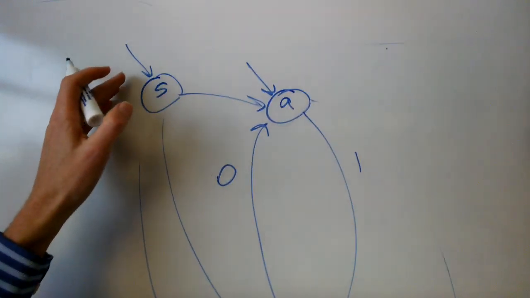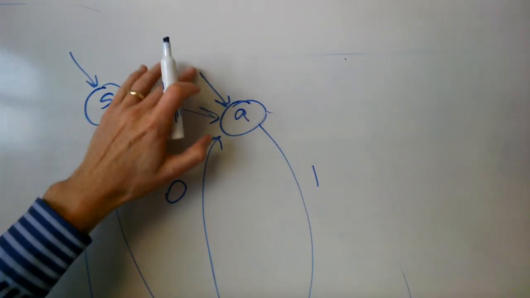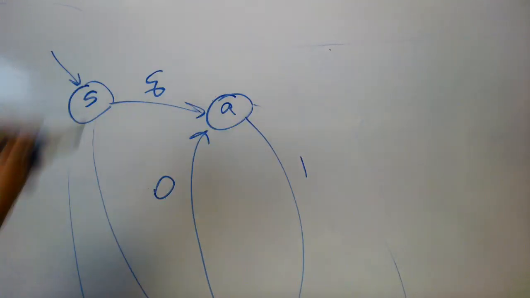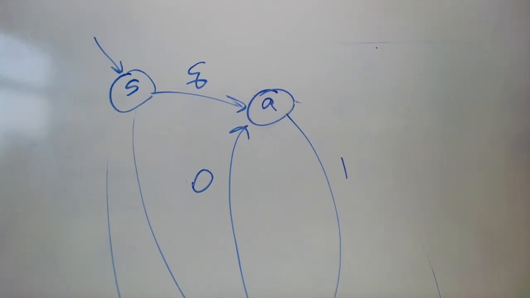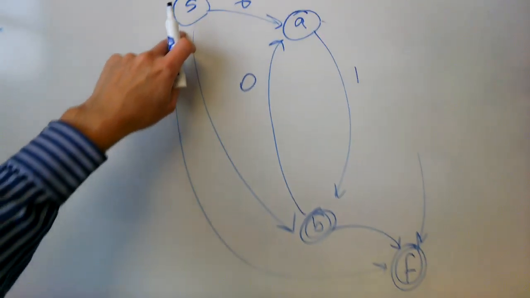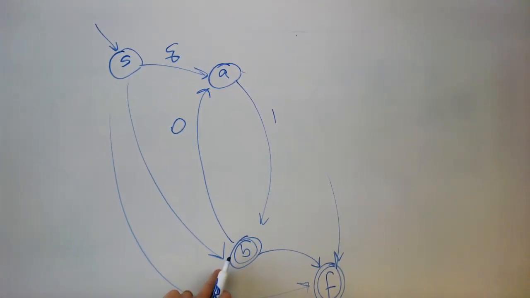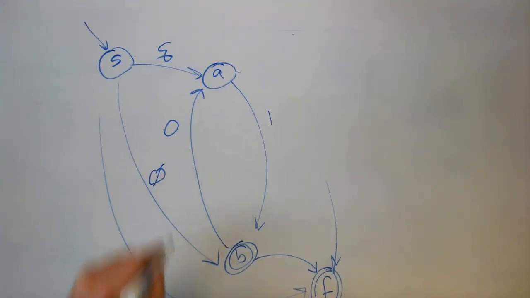And then, you can see now I've got two starting states. So what I'm going to do is take the original starting state and make it a non-starting state and add an epsilon transition from the new starting state to the old starting state. But you can see I've also got a transition from the starting state to B, and this transition was never enabled in the old automaton, so I'm going to label it with the empty set.